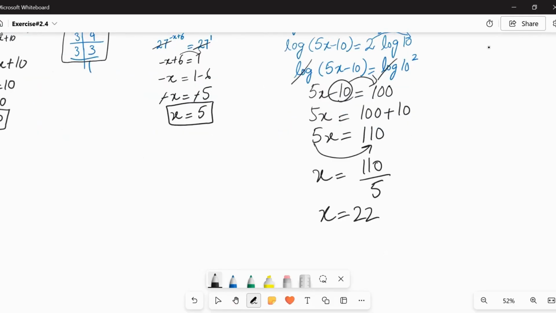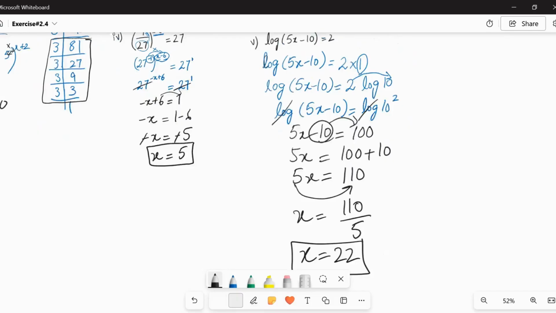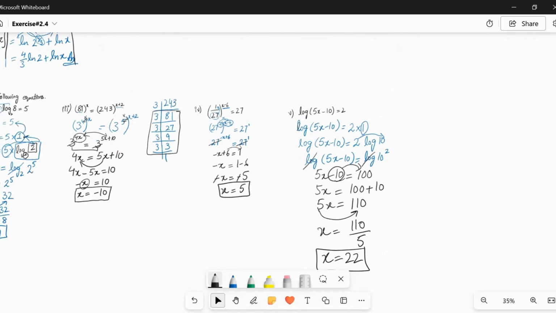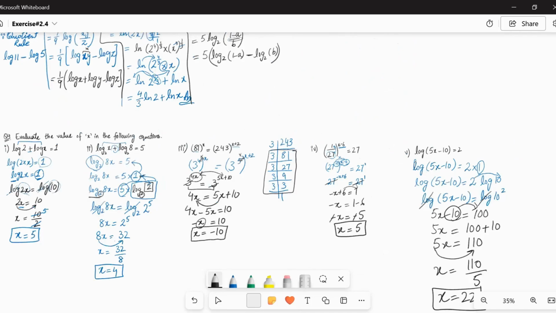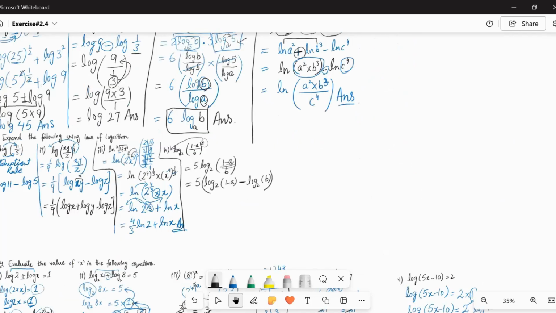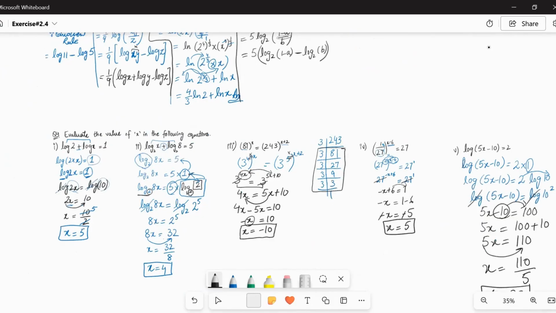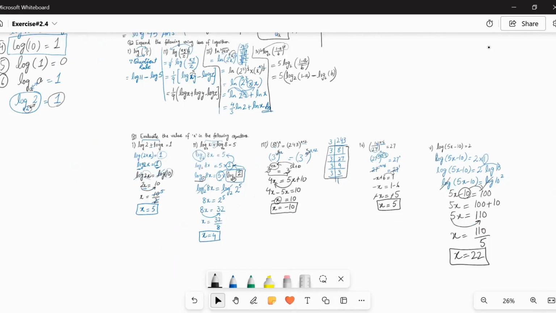So this will be our final answer for part 5 of question number 4. Okay, so today we did question number 2, 3, and 4. In question number 2 and 3, we just learned how we can apply the properties. And in question number 4, we apply the properties and also evaluate the equations, right? So this is how you can solve these questions.